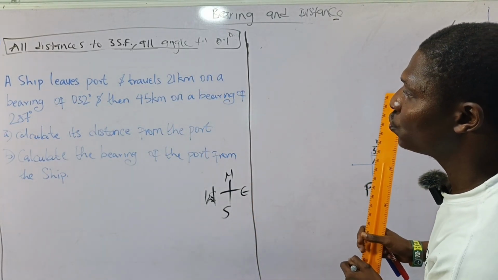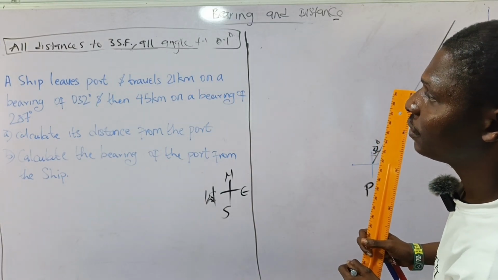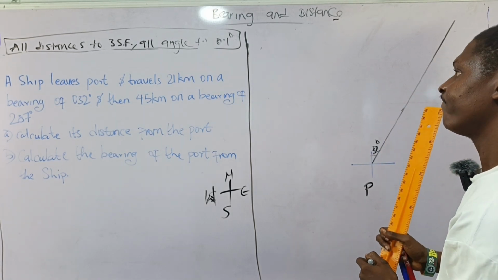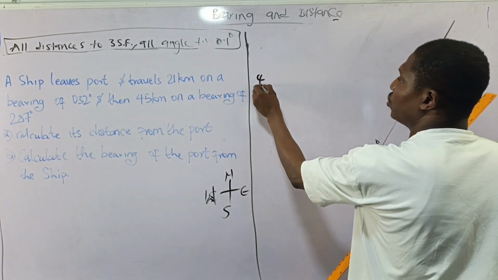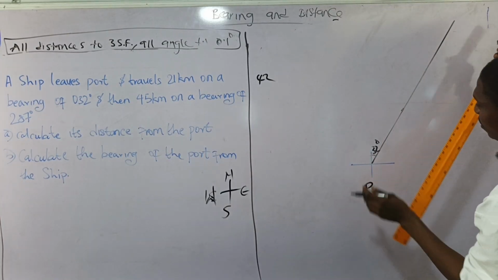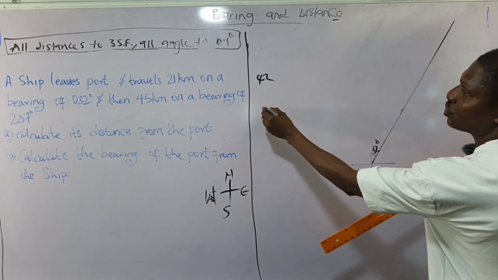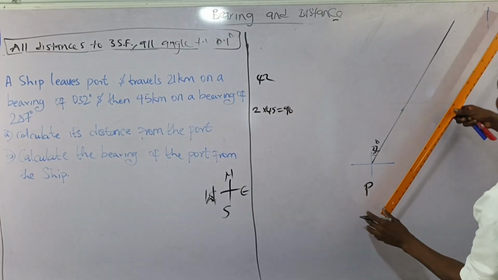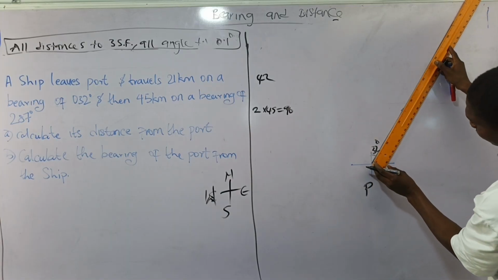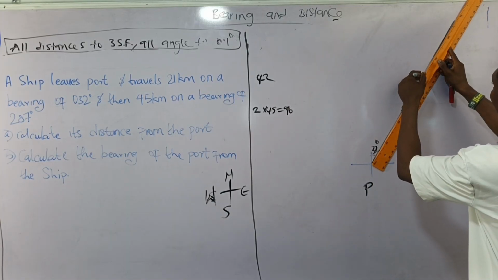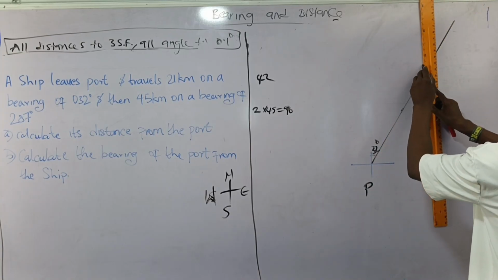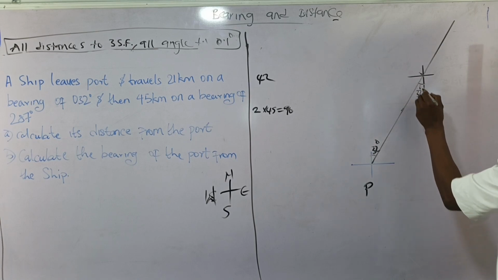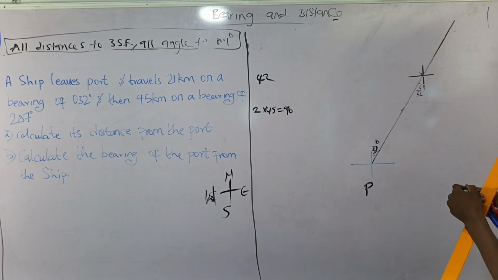Now the distance is 21 kilometers. I can multiply it by 2. If I multiply it by 2, I'll now have 42, so that the diagram will be a little bit big. So I multiply that by 2, so I must multiply my 45 by 2 also to give me 90. Take note. So this is 42. So if this is 32, this must be 32 degrees, alternate angles.